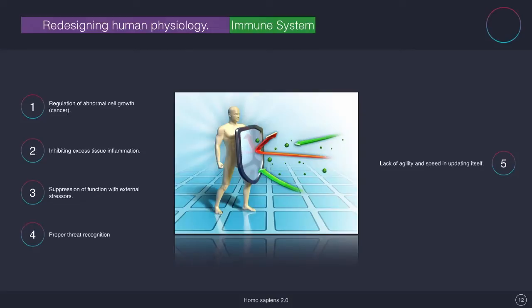So if the immune system was really efficient at doing its job, cancer wouldn't be a problem, because any cell that has abnormal growth, it would immediately destroy it. And so the incidence of cancer and the rise in all kinds of cancer that we're seeing is really, at its core, a failure of the immune system. Similarly, inhibiting excess tissue inflammation, which a lot of diseases are a result from excessive inflammation, and the body can't regulate that properly. Suppression of function with external stressors.